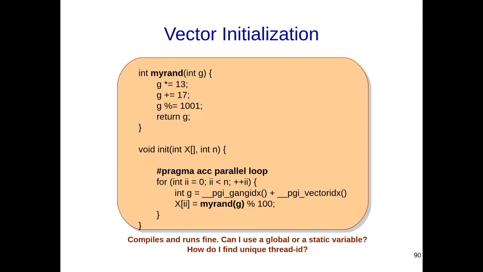The second question we already discussed is, how do I find out the unique thread ID? We discussed this, but I'll just show the code. Okay, so unfortunately, it so happens that the global variables and the static variables are disallowed in the OpenACC kernels. So you can pass these parameters, all that is fine. But since this myrand is going to execute on the GPU also, we cannot have static variables. Static variables are disallowed, and the global variables are also disallowed. And that's a kind of a restriction.